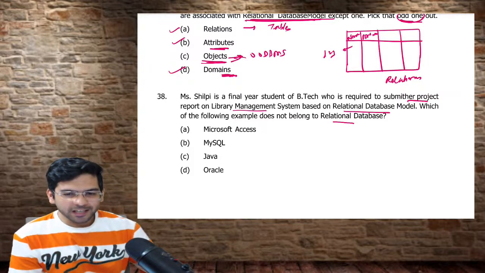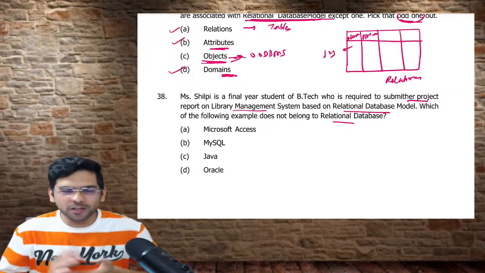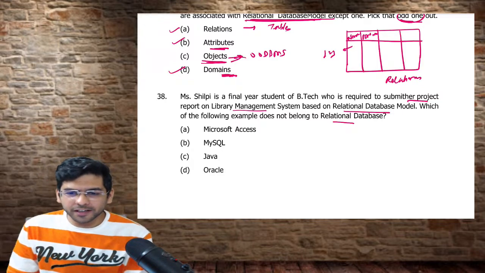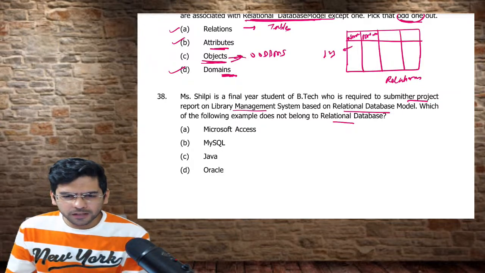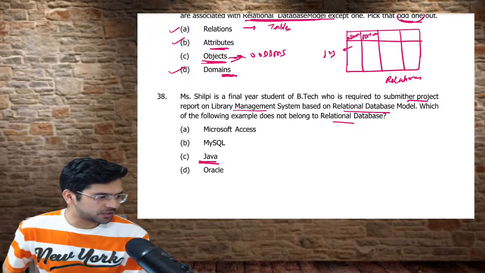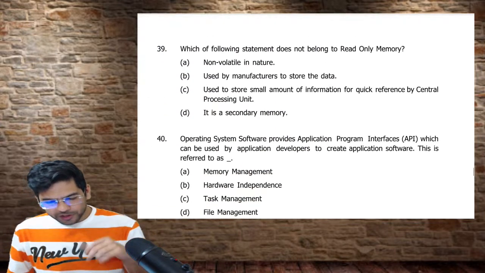Divya says C. So Microsoft Access is a relational database model. MySQL, structured query language, and Oracle are RDBMS, relational database. They belong to the relational database. Java is the odd one out. Yes, all of you are correct here. Perfect. Next, question 39.